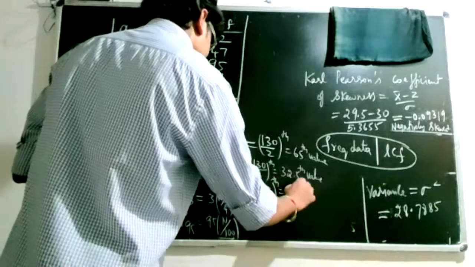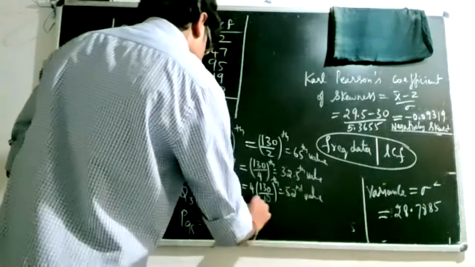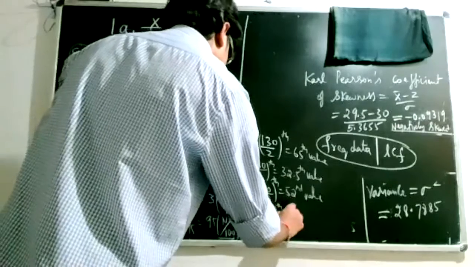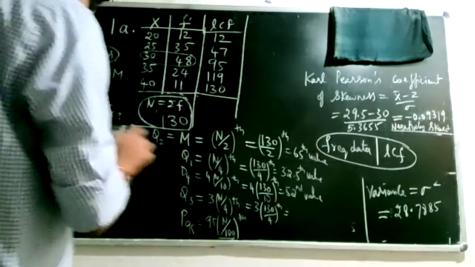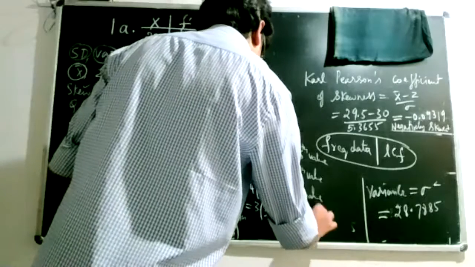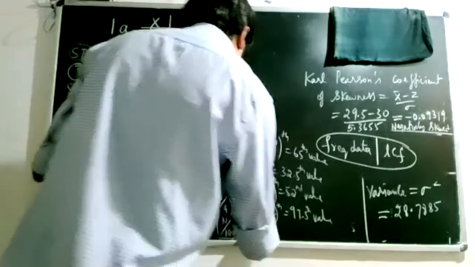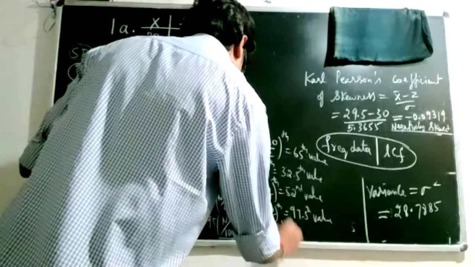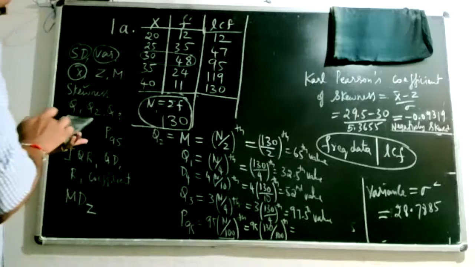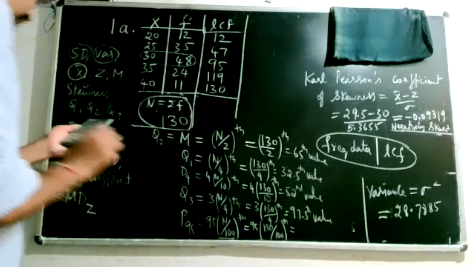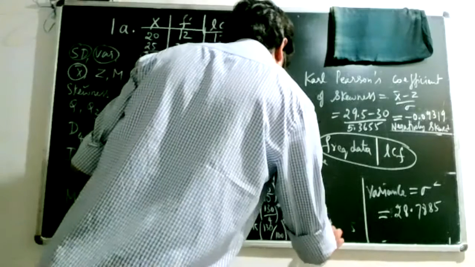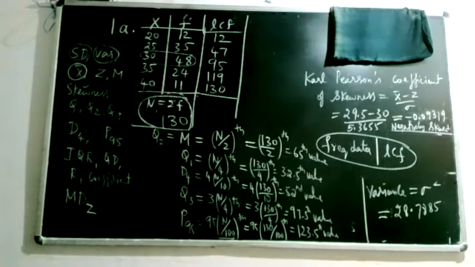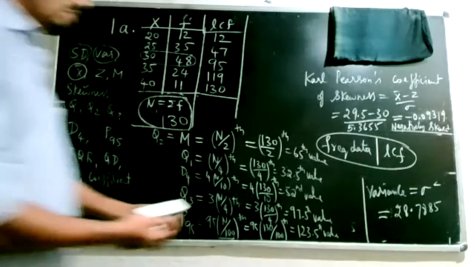So it is 52nd value. And then 3n by 4: 3 into 130 by 4th value, which comes to be 97.5th value, and then 95 into 130 by 100, which is 123.5th value. Okay, so we have just computed the positions. Now we have to substitute the values of x.